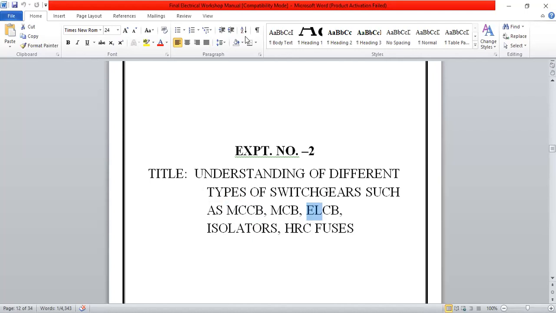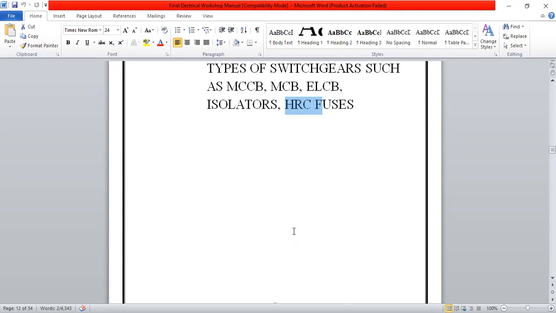Then the isolator is an isolating equipment, used in the MSCB switchboard, and HRC fuses. I think you already know about fuses. Different types of fuses are generally used in our home appliances. Fuses are also used in the agriculture field, and in a distribution transformer there are also some fuses used. So there are different types of fuses like the HRC fuse.